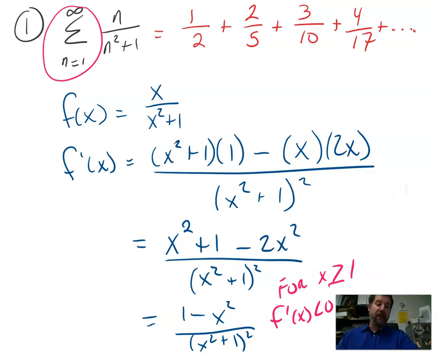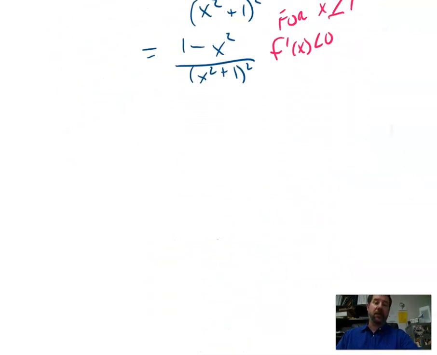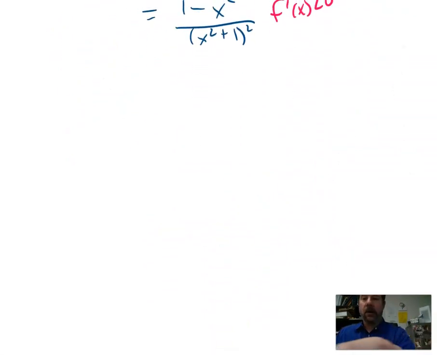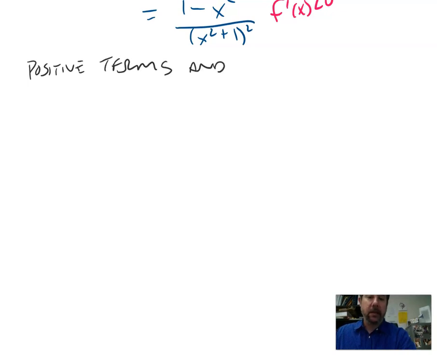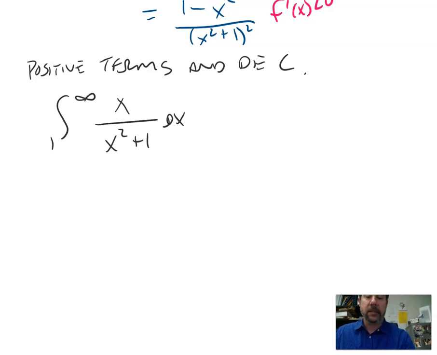So if this were an FRQ, then I'd make sure for certain I would tell people, hey, these have positive terms and decreasing, and then I can start my integral test. And so for the integral test, we're just going to look at the integral from 1 to infinity of x over x squared plus 1 dx.